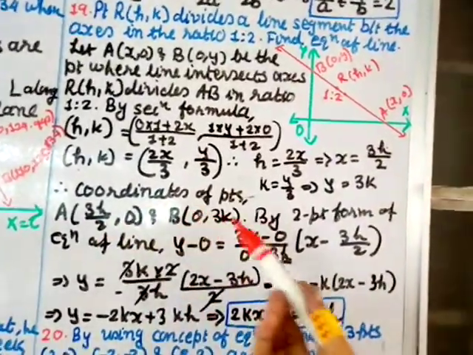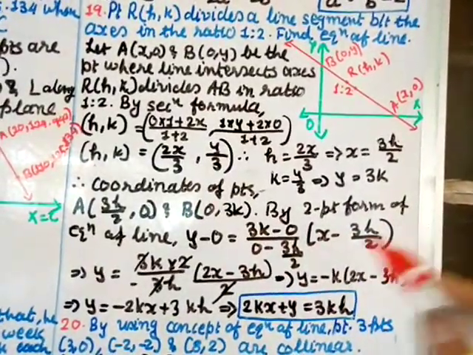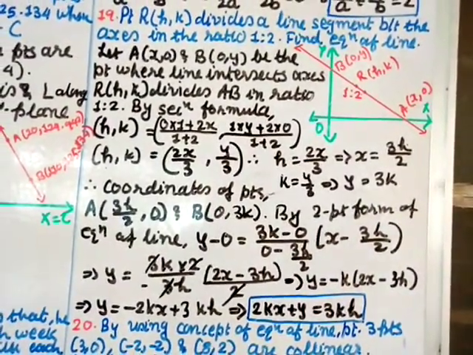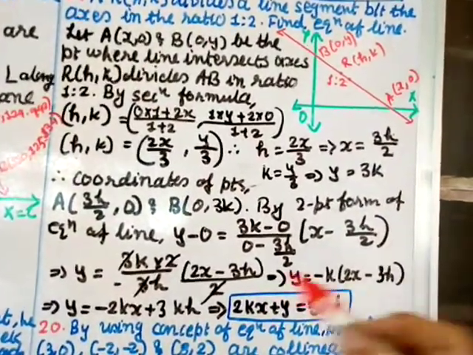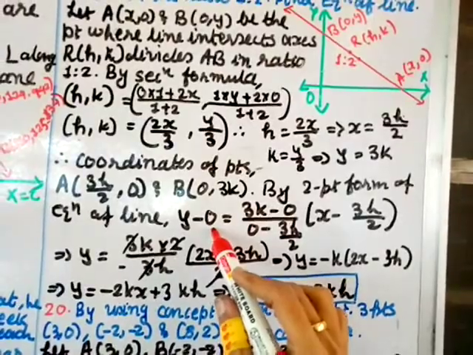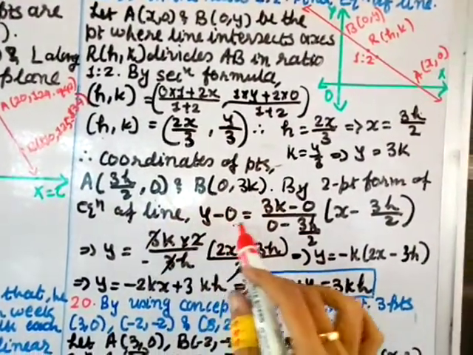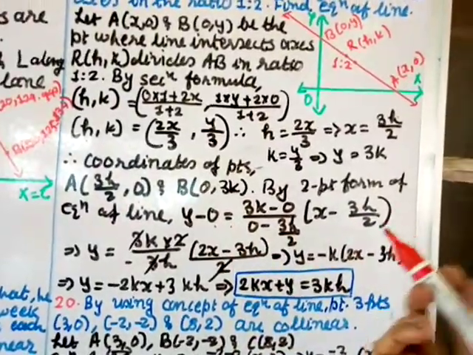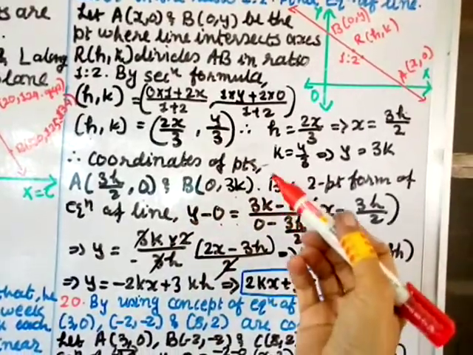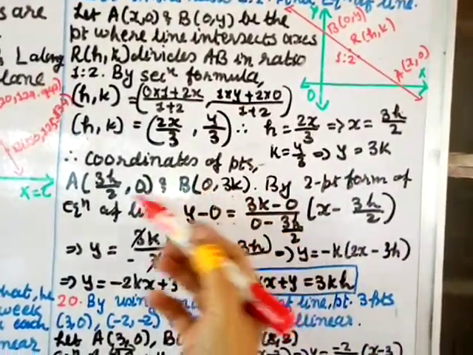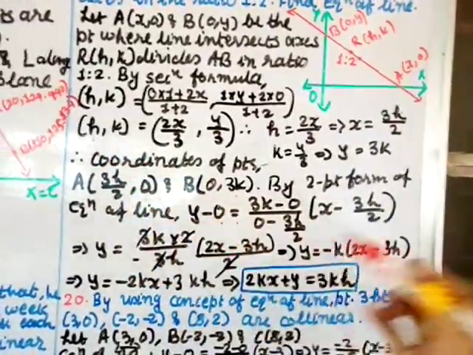Now you have got 2 points, so by the 2-point form of equation of line, you know the form: y minus y1 equal to (y2 minus y1) divided by (x2 minus x1) into (x minus x1). Okay, so that form I'll use directly. So y minus y1, call this (x1, y1), (x2, y2), so y1 means 0, equal to slope, y2 minus y1, so y2 is 3k minus 0, divided by x2 minus x1, so 0 minus 3h by 2, into x minus x1, so x1 is 3h by 2, so put the value.